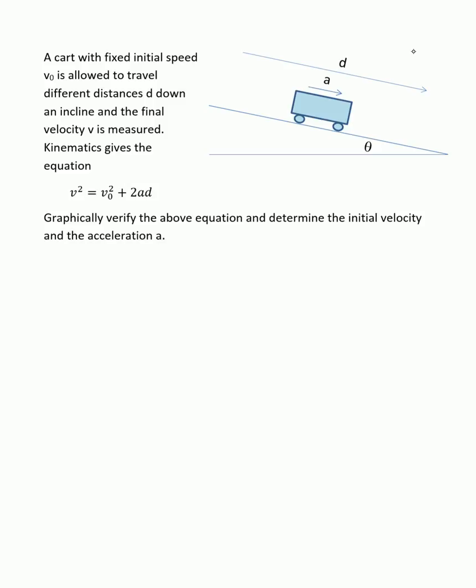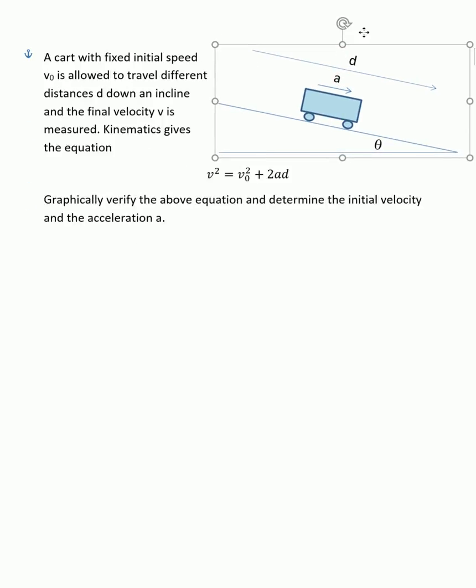Here's our last example. It's an example of a nonlinear equation. It says a cart with a fixed initial speed v0 is allowed to travel different distances d down an inclined plane. And the final velocity v at the end of that distance is measured. Kinematics gives us the equation that v squared equals v0 squared plus 2ad. Graphically verify the above equation and determine the initial velocity and the acceleration a.